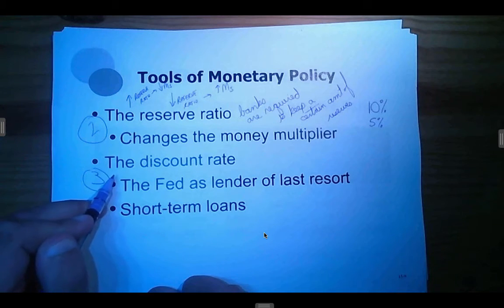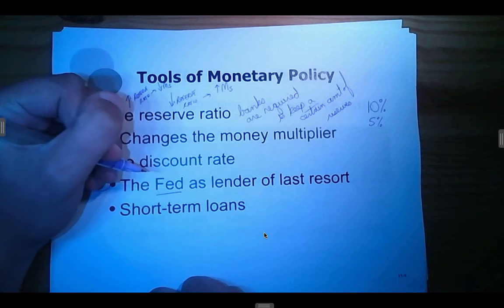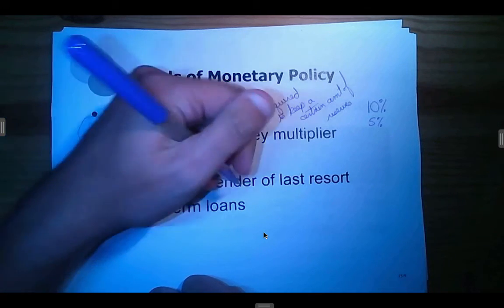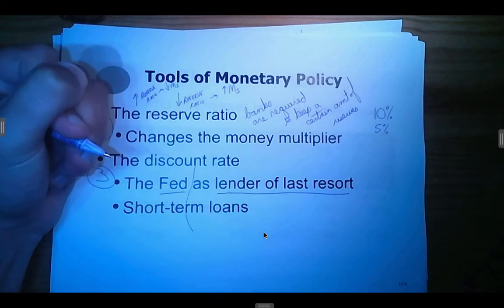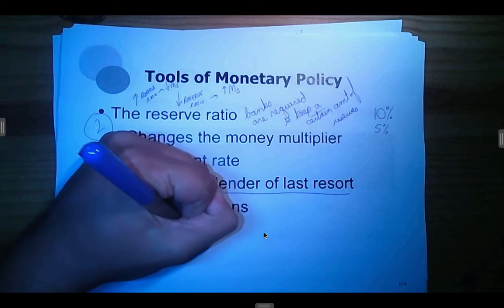The third one, the last one, is the discount rate. So the Fed, or the Federal Reserve, the central bank of the United States, is what's called a lender of last resort. Basically, if you're a bank or some other financial entity and no one else will lend money to you, the Federal Reserve can, and oftentimes will. But remember, if the Federal Reserve is making you a loan, they're making you a loan with money that they're printing.